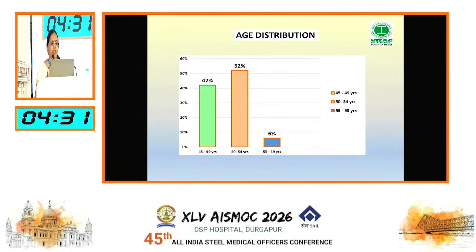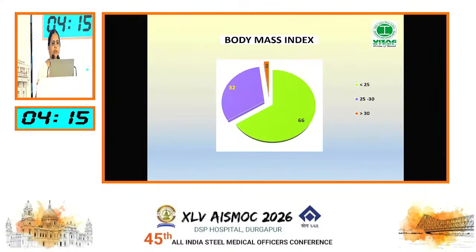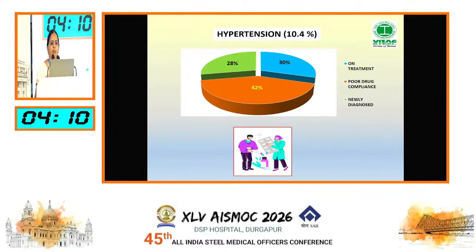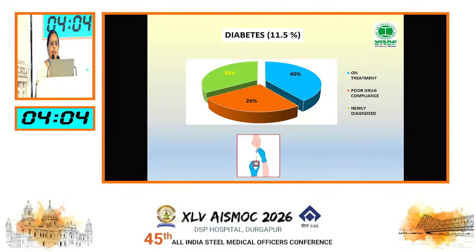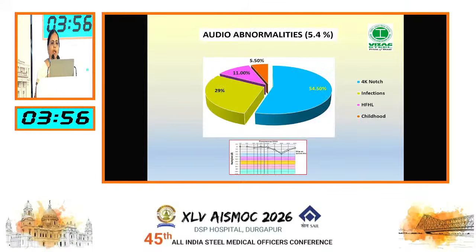Age distribution: more than 90% are in the 45 to 54 age group or above. Morbidity profile: hypertension 10.4%, diabetes 11.5%, vision abnormalities 11.5%, and alcohol use 13%. Body mass index: 32% were overweight. In hypertension, 42% were found to have poor drug compliance. In diabetes, 34% were newly diagnosed after the checkup. In vision abnormalities, 54% were found to have refractive error. Audiogram abnormalities: 4K notch in 54%.